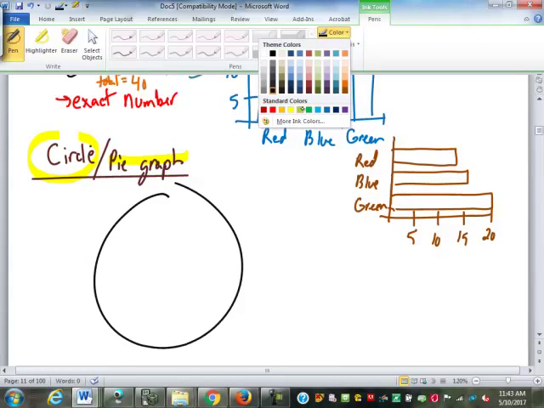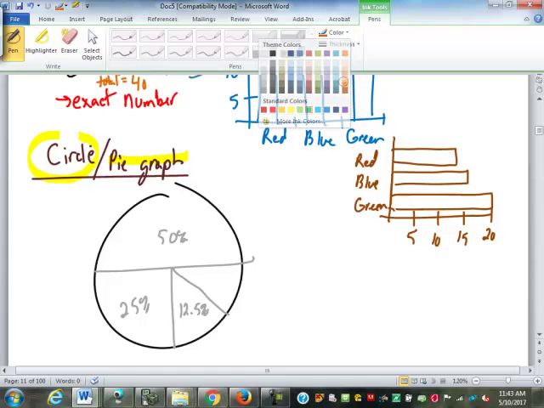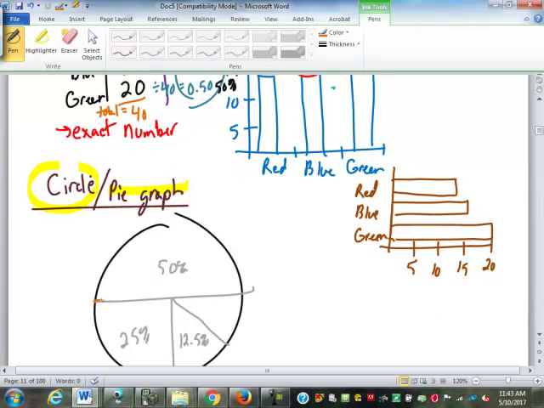So on a circle, half of a circle is 50%. Quarter of a circle is 25%. If I cut a quarter in half to make an eighth of a circle, that's about 12.5%. And using those, I can get a pretty good approximation of the graph for most sets of data. Now here we have the green, which is exactly 50%. So I just go ahead and cut this across there. That's my green right there.